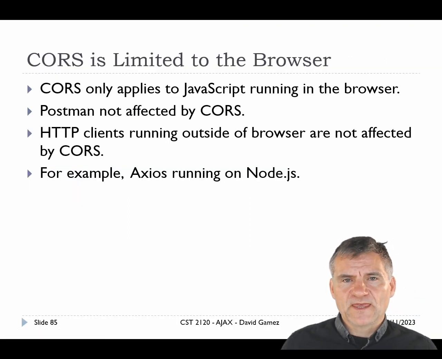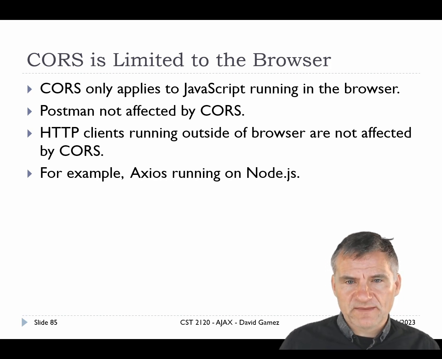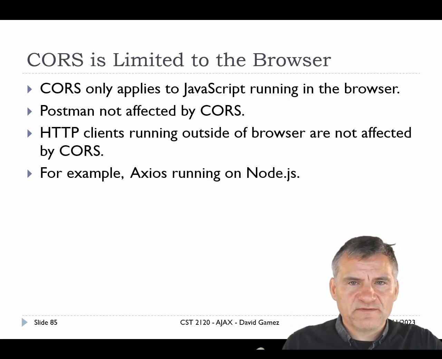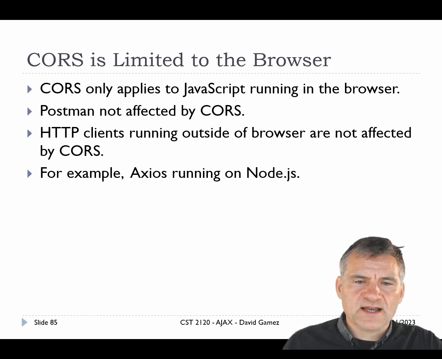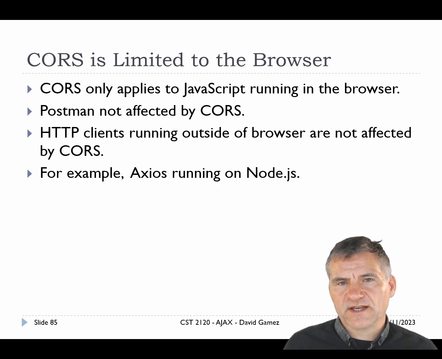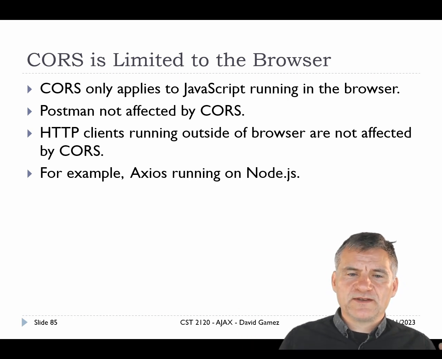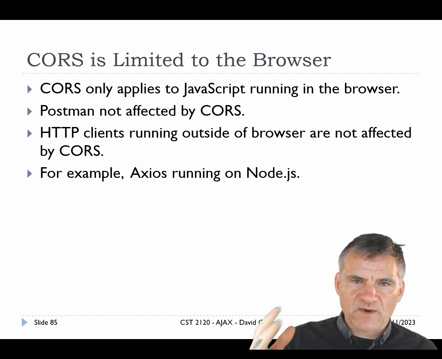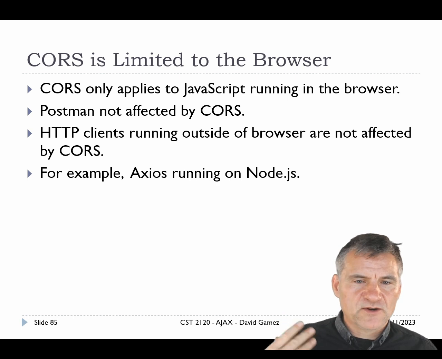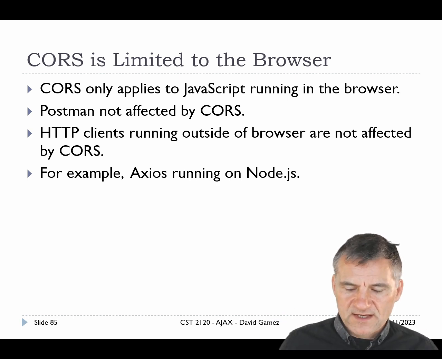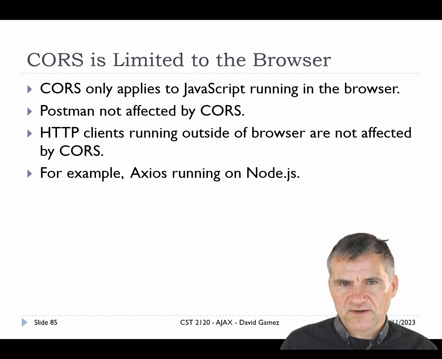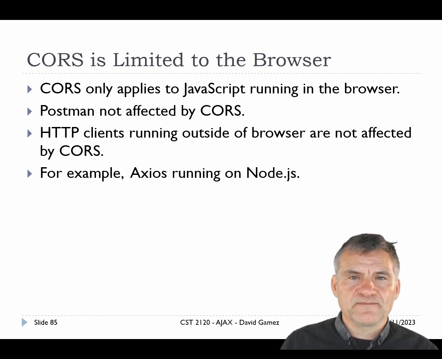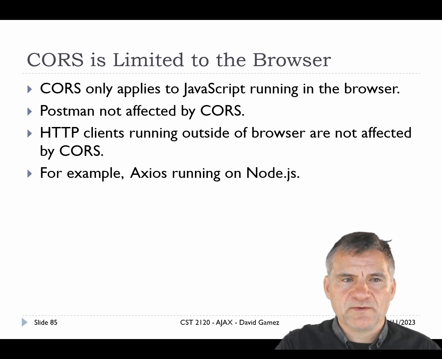And just be aware that these cross-origin resource sharing issues are limited to the browser, yeah? Only limited to JavaScript running in the browser. So Postman's not affected by CORS. HTTP clients running outside the browser are not affected by CORS. So in my third-year module, for example, we're using an HTTP client called Axios running on Node.js to get data from web services. And Axios doesn't care about CORS issues, it will just connect with the web service. So these security limitations imposed by CORS are purely to do with JavaScript running in the browser, not other kinds of HTTP clients that you might want to use.